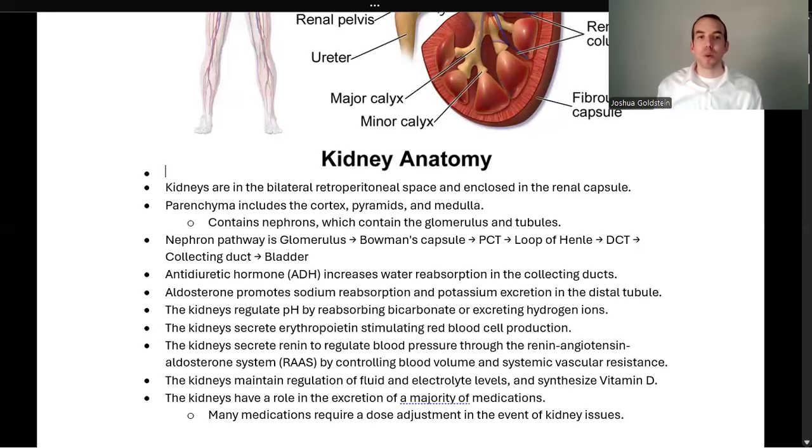Next, what else are the kidneys responsible for? The kidneys regulate our pH by reabsorbing bicarbonate and excreting hydrogen ions. They can also do a lot more things in relation to getting the pH balance.